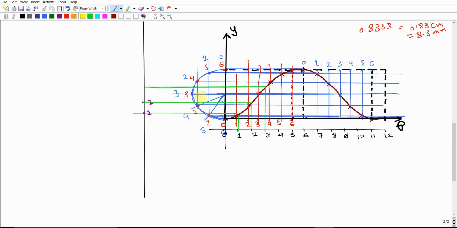So this is going to give us mark 3. This is mark 3. And for 4, just pick another color. Go up, intersect with the curve, then move horizontal. You're going to end up with another mark here. So this is going to be mark 4.